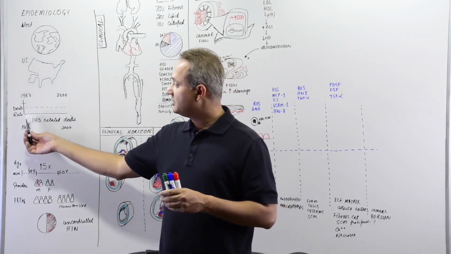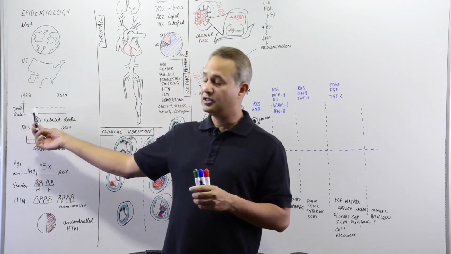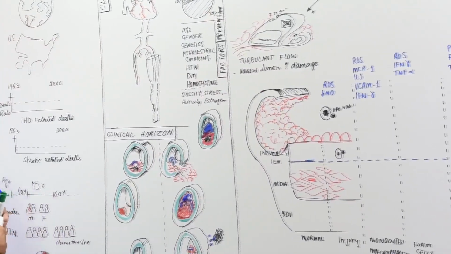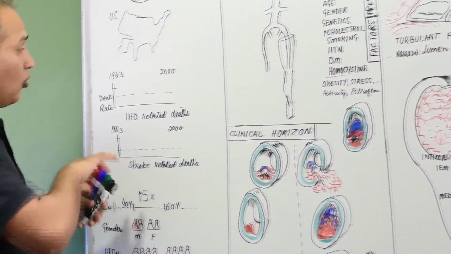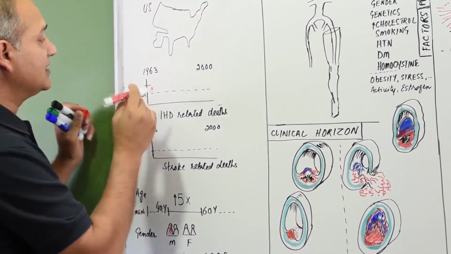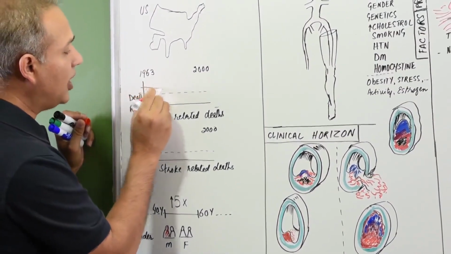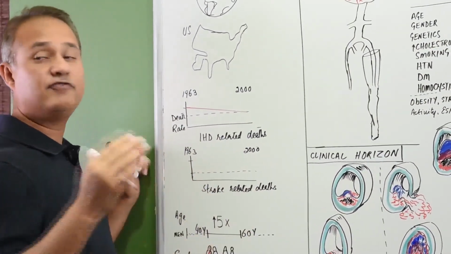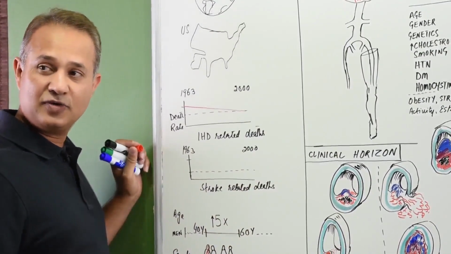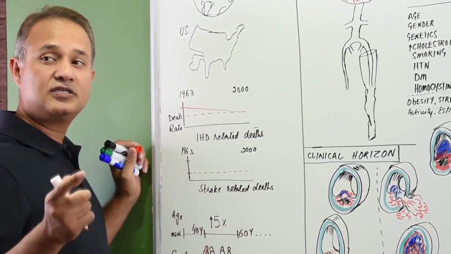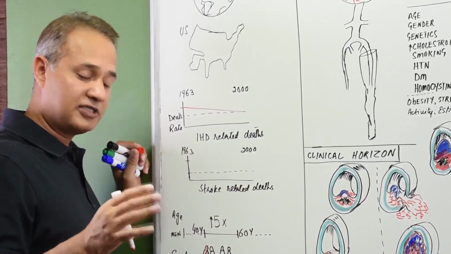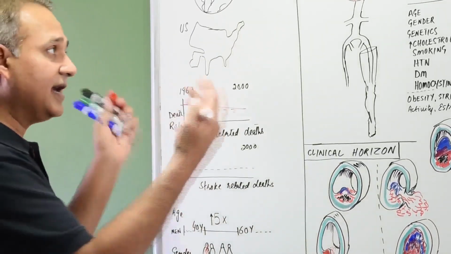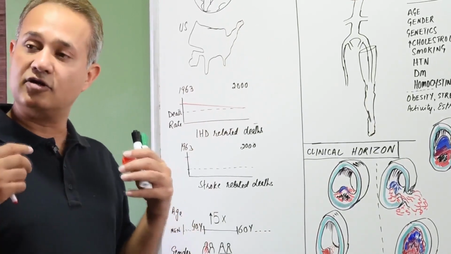Now, in the US, the death rate of this disease has actually, over the years since 1963, reduced to half. So the death rate is actually declining. Even then, in the US, the largest reason for cardiovascular diseases and deaths due to cardiovascular diseases is ischemic heart disease, and atherosclerosis is the contributing factor.